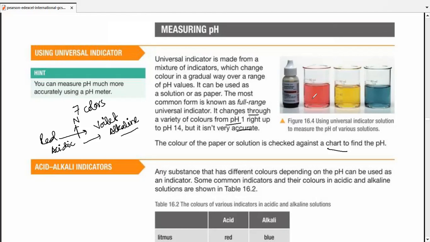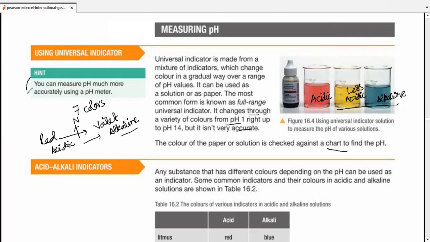As you can see over here, the one that is acidic is slightly reddish in color. The one that is less acidic is yellowish in color. This one is less acidic, right? And the one that we find blue is actually alkaline. All right, so there are various systems that we can discuss just by seeing the color.